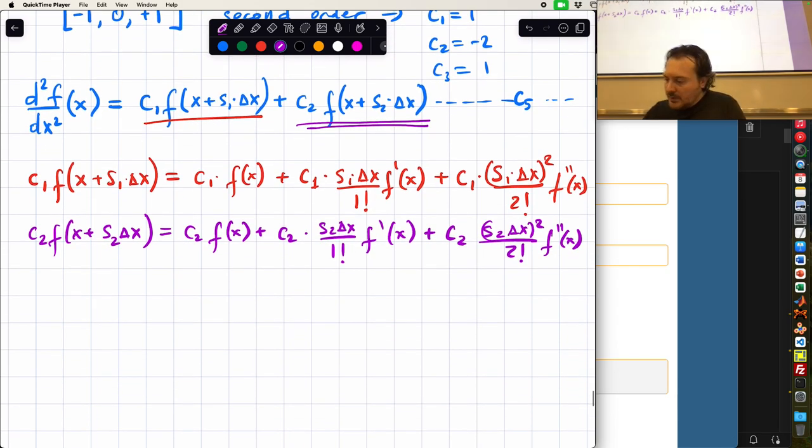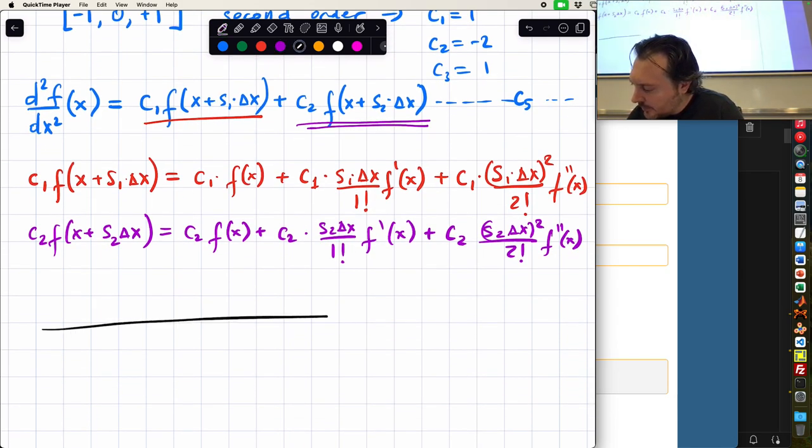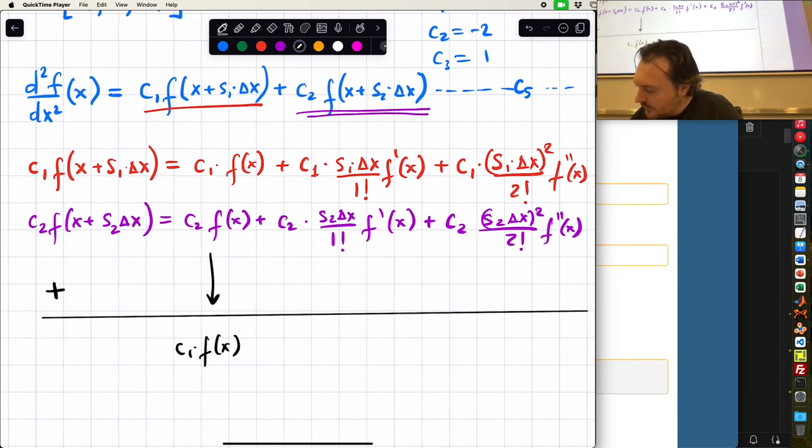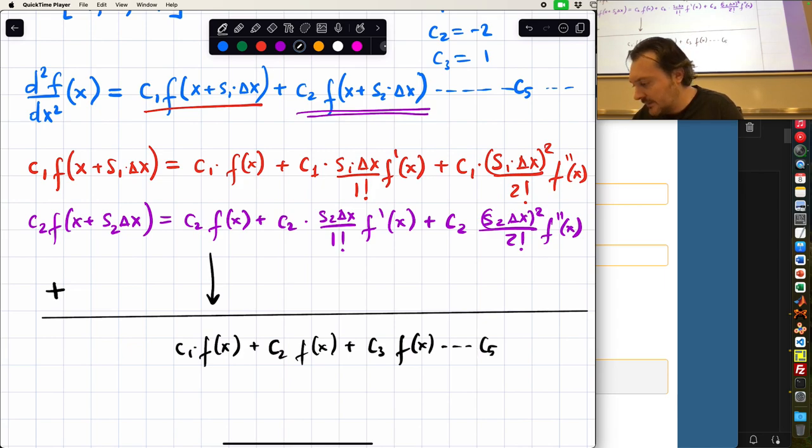When you sum them up over here, what do you have? You have c1 times f(x). I'm just summing up this part, okay? c1 times f(x) plus c2 times f(x) plus c3 times f(x), dot, dot, dot, until c5. It has to stop somewhere, right? You have a stencil that is finite. What should this be equal to?